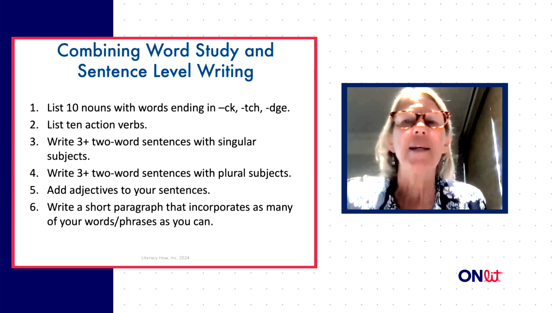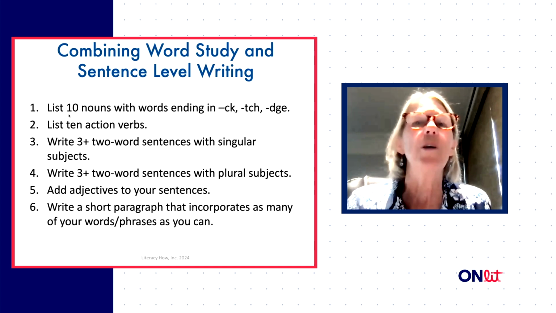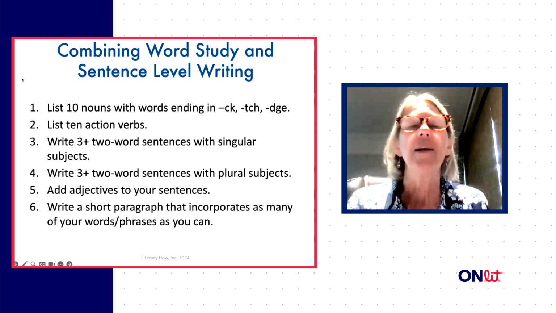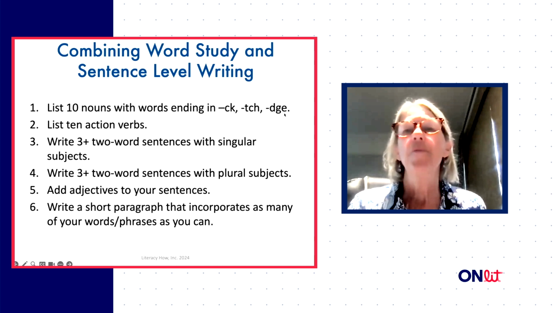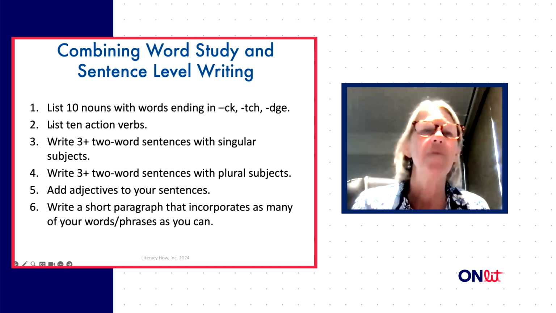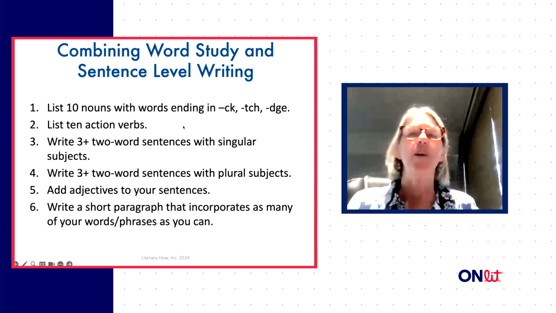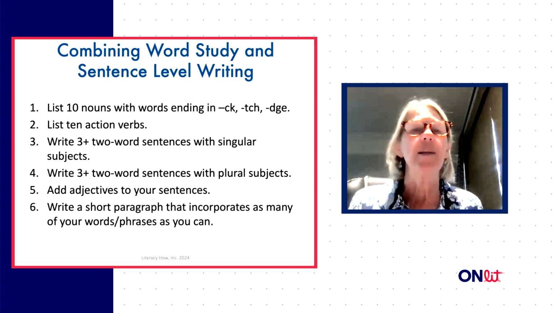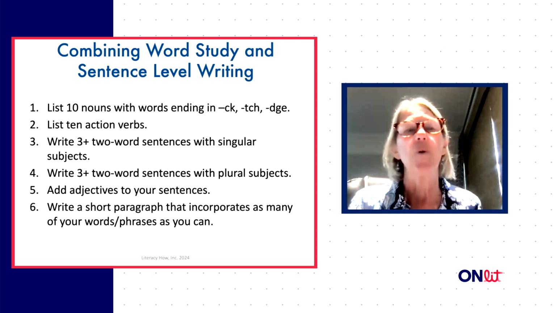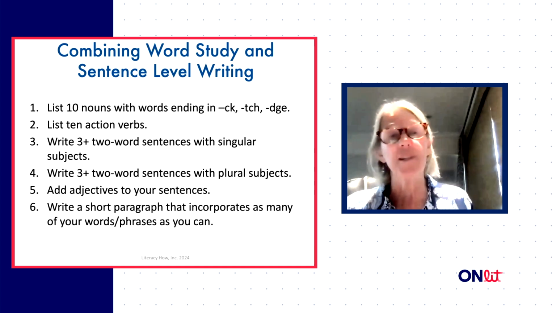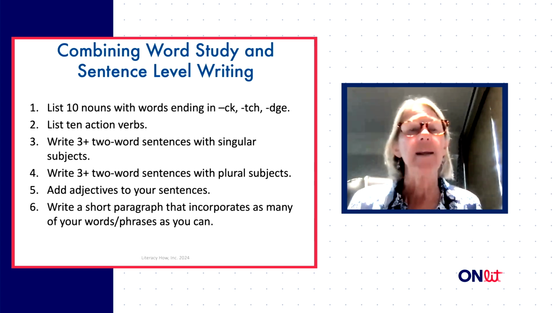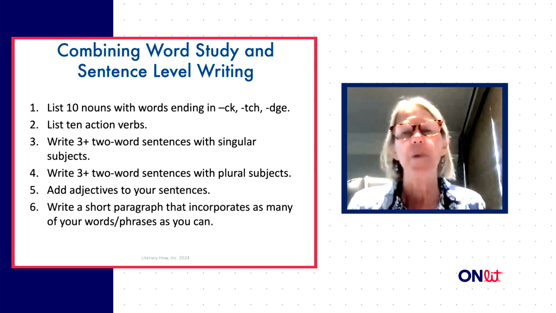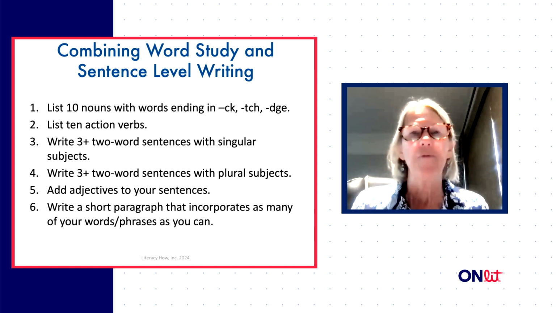Another activity combines word level work with sentence level writing. So you might have students list 10 nouns with this particular phonetic pattern that they've been working on, and then have them list 10 action verbs, right? And sort of another idea of a sentence slam, and then have them write 3 or more 2-word sentences with singular subjects, have them practice with plural subjects so that they can do that subject-verb agreement that many of them struggle with. After they do that, have them add adjectives, tell more about the name or the noun, and then write a short paragraph that incorporates some of those words and phrases.